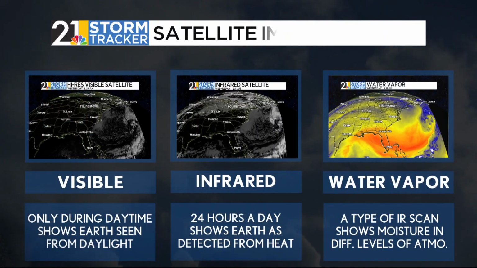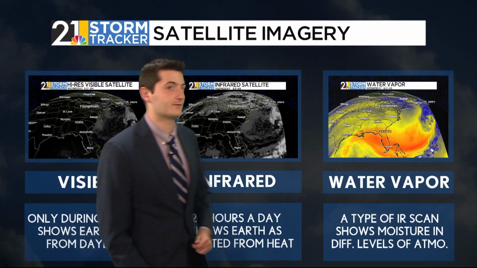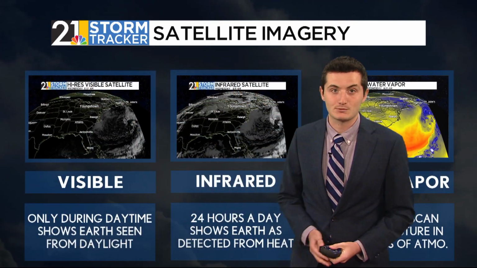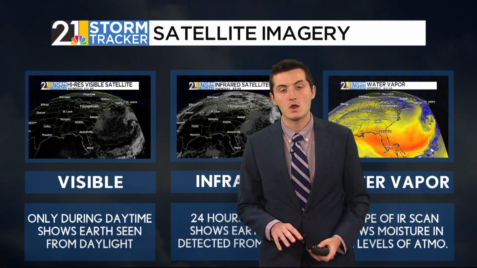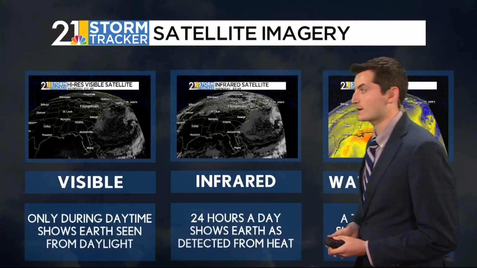So these are the three types of ways that we can look at satellite imagery. The first one is visible, then infrared, and water vapor. Visible is just how you'd expect it if you were to maybe just take a look at Earth, and that's what it looks like. You're only able to see that, though, during the daytime hours, because there's no light off of the sun during nighttime.